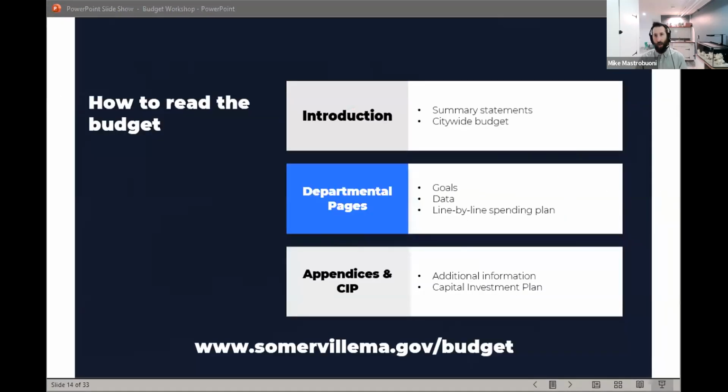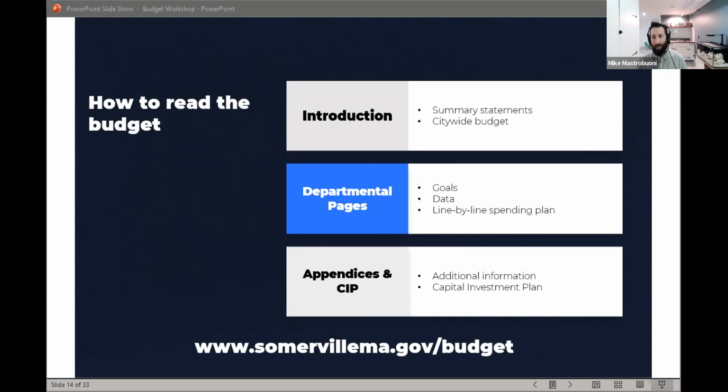Okay, so now you know a little bit about the very basics of budgeting in Somerville. How could you learn more? Megan's going to go over this in depth, but when you go to somervillema.gov/budget, you see the budget broken down in a couple different ways. You've got the introduction, which has a citywide perspective, as well as information from the mayor. The bulk of the budget website is departmental pages, which include a line-by-line spending plan. It includes goals. It includes data to support that.